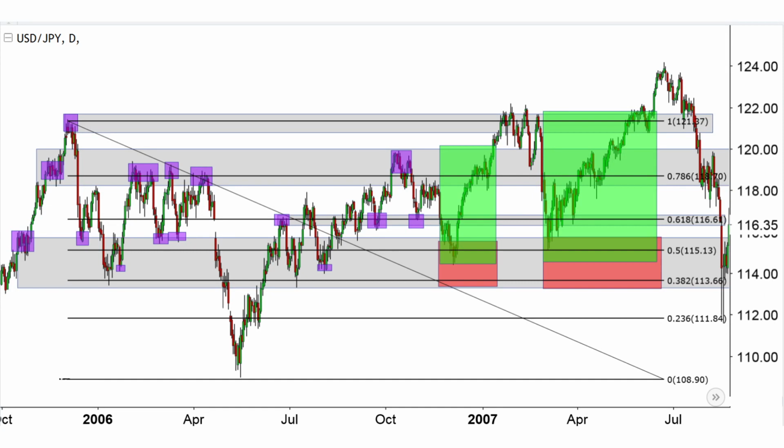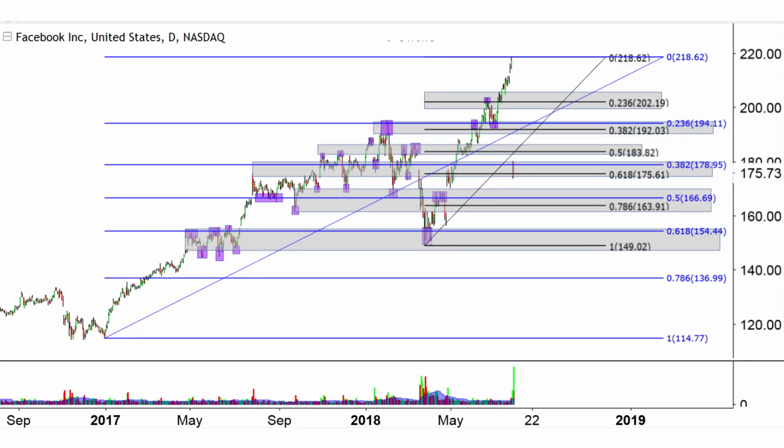In both cases, uncertainty was seen with price stalling and congesting at this level before heading higher. It would be a matter of risk tolerance and profit goal here. This next example is a brief trade with Facebook stock.